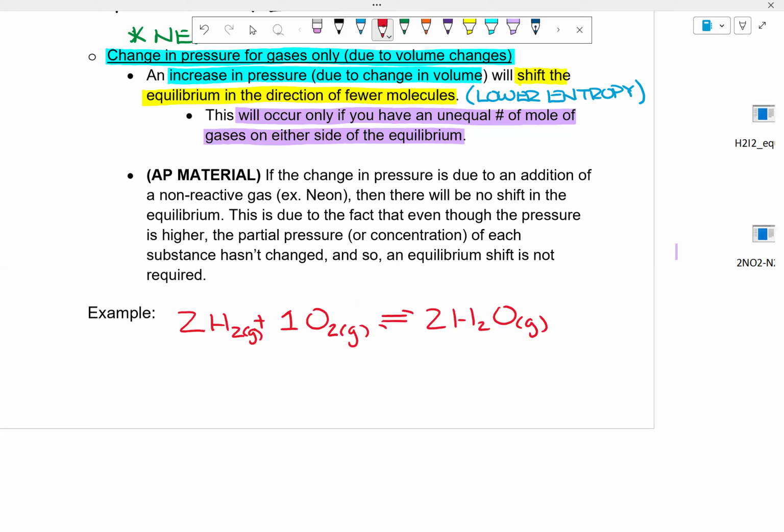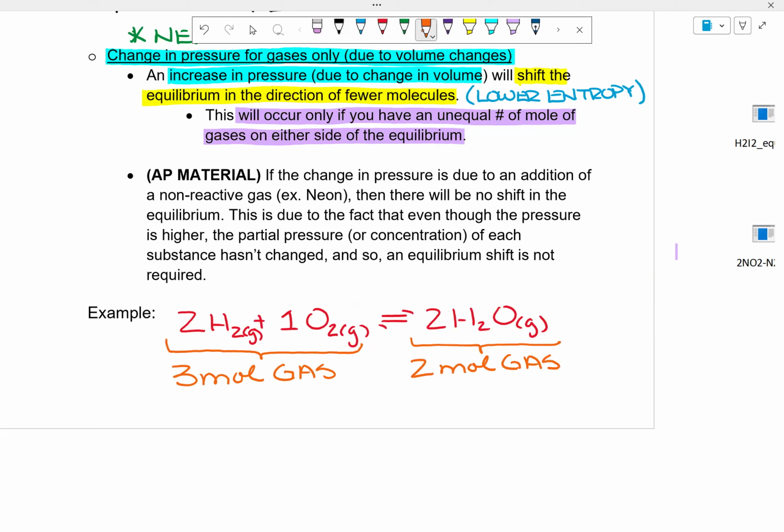2H2O gas. Now, if you take a look at the left-hand side, in this case, what you have is 3 moles of gas. Here, what you have is 2 moles of gas. Where did I get the 3 and the 2 from? So here, 2 plus 1 would give you the 3 moles. And here, the 2 gives you the 2 moles of gas.